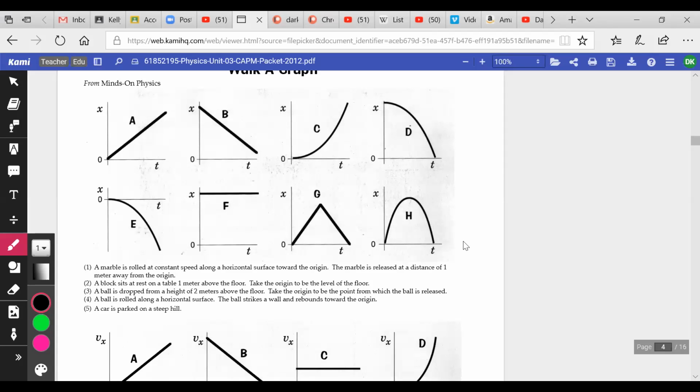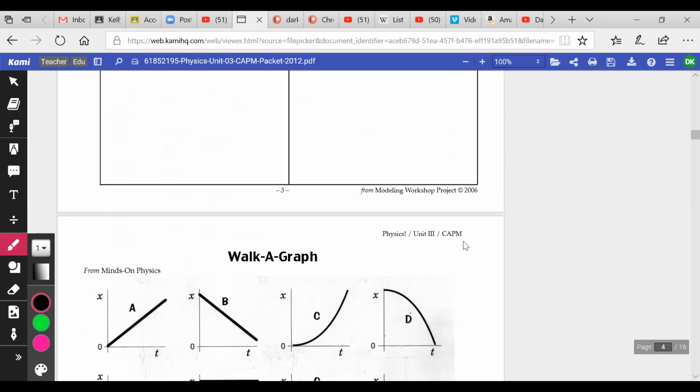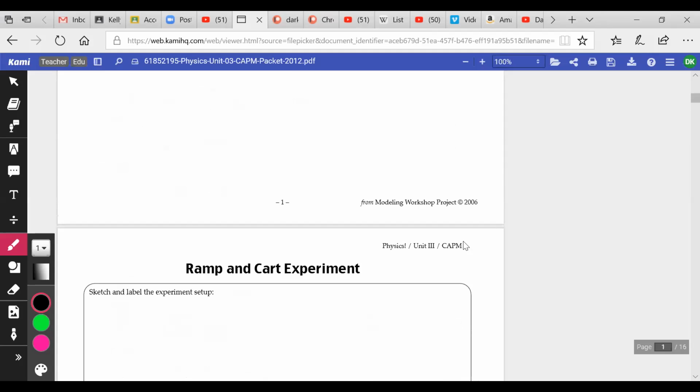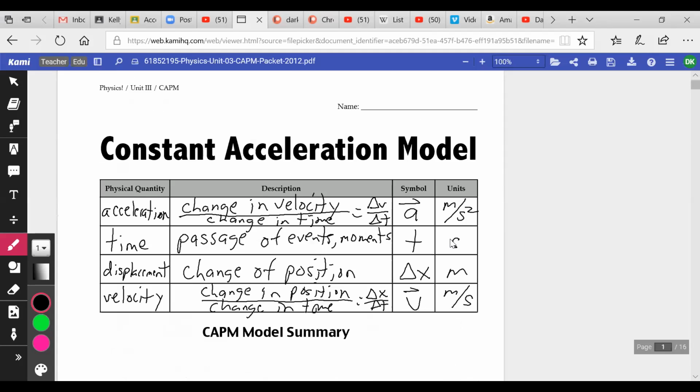So I want to make sure that everybody has those notes up top. You can either obviously submit this as a picture or whatever by end of day.